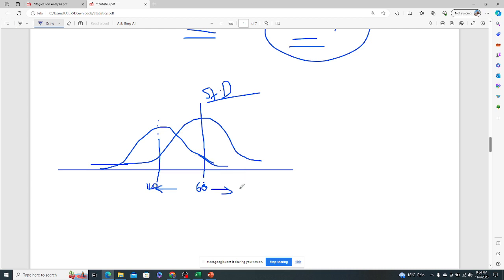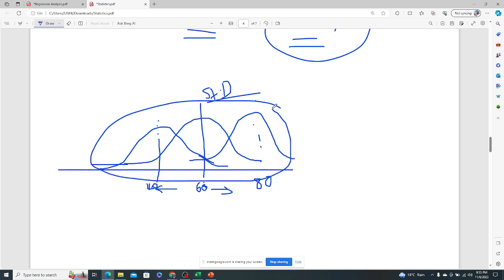Okay, but when we increase the mean, you will see that the normal distribution curve moves to the right along the same axis. Let's say, for example, a mean of 80. So we can say that a change in mean brings a horizontal shift in the normal distribution curve. Here, we are keeping the standard deviation constant.